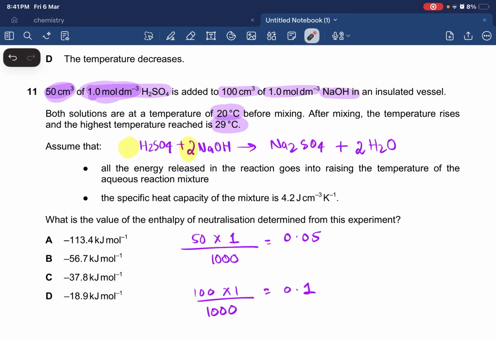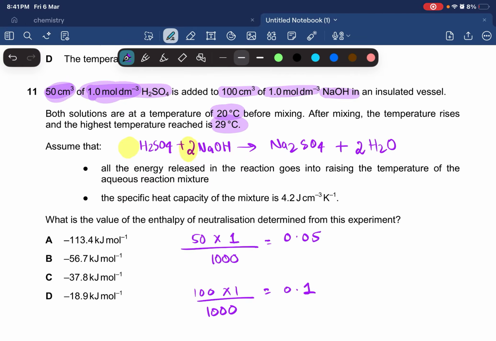Okay. What is the value of the enthalpy change of neutralization determined in this experiment? Even if I don't calculate it out, I know for neutralization it's always like 57.7 or something like this. So it makes sense that it's option B, but still let's just calculate.